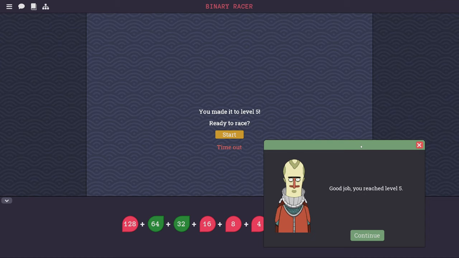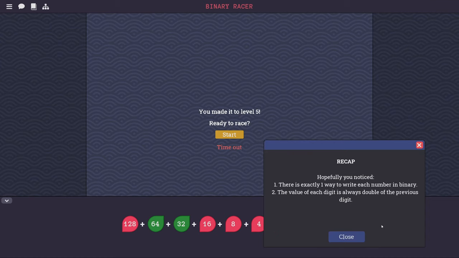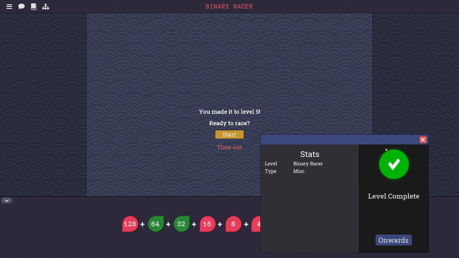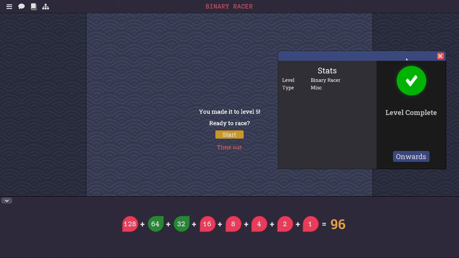All right, good job. You reached level 5. Hopefully you noticed there's exactly one way to write each number in binary. The value of each digit is always double the previous digit. All right, so this is trying to essentially teach us the concept of a base 2 math system. In normal math, we use base 10, which means each place, like the ones place, the tens place, represents 10 different digits. So there's 10 options for each place, 0 through 9. In binary, you have a base 2 system, so there are only two options, 0 or 1, which means the math is a little different.